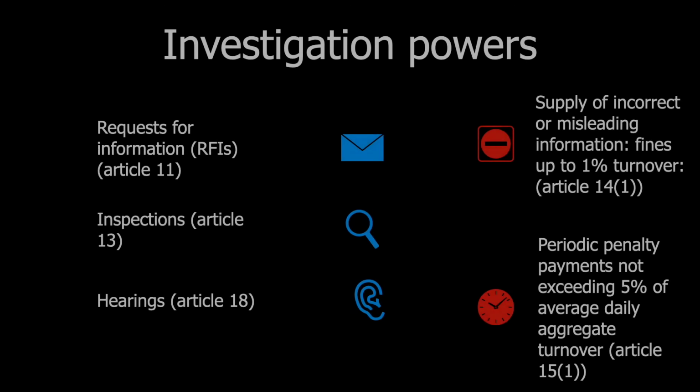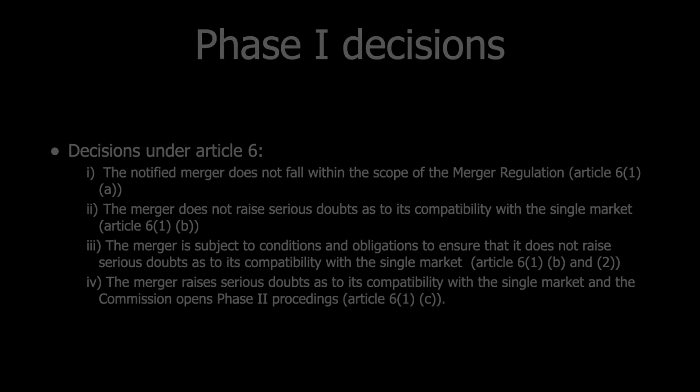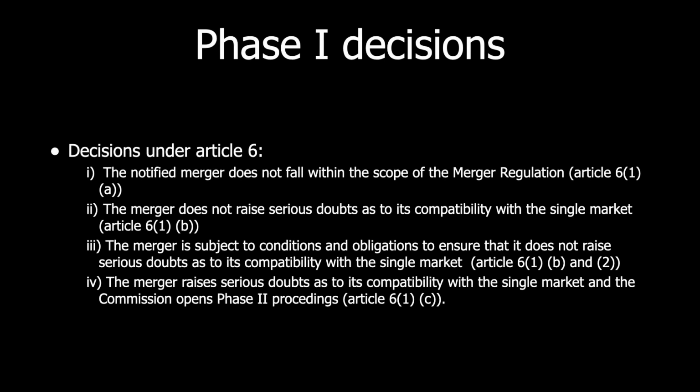Now, the Commission has a number of investigation powers, such as RFIs or requests for information under Article 11, inspections under Article 13, and it may conduct hearings under Article 18 of the Merger Act. If firms supply incorrect or misleading information, they may be subject to fines of up to 1% of turnover. They may also be subject to periodic penalty payments that cannot exceed 5% of average daily aggregate turnover. These are meant to be a deterrent and ensure cooperation with the Commission's exercise of powers.